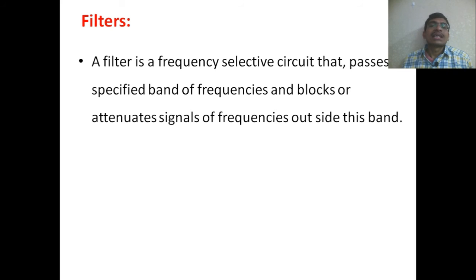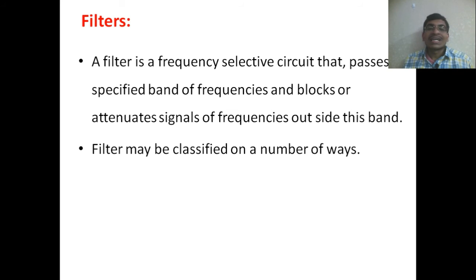A filter is a frequency selective circuit that passes a specified band of frequencies and blocks or attenuates signals of frequencies outside this band. So in general we can say the filter is a circuit which passes a specified band of frequencies and rejects or attenuates the remaining frequencies. The filter may be classified in a number of ways.